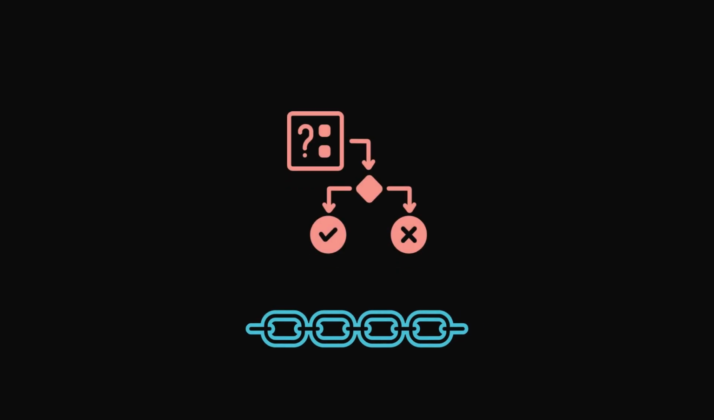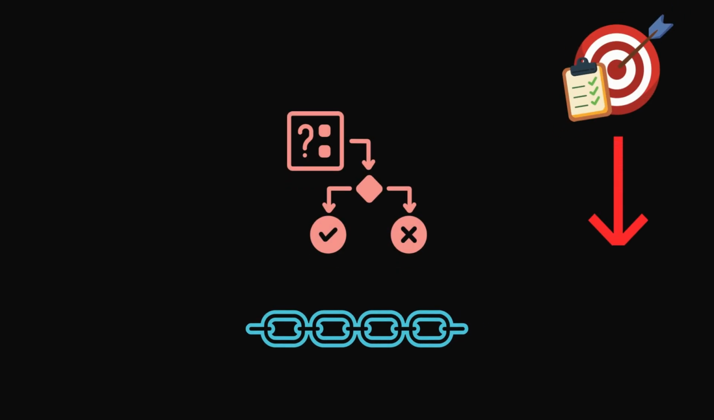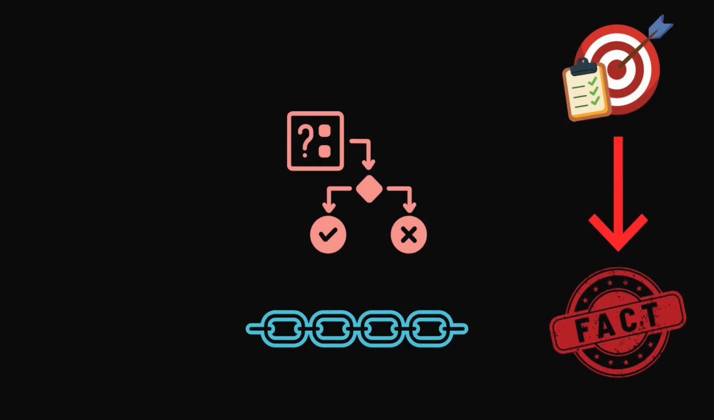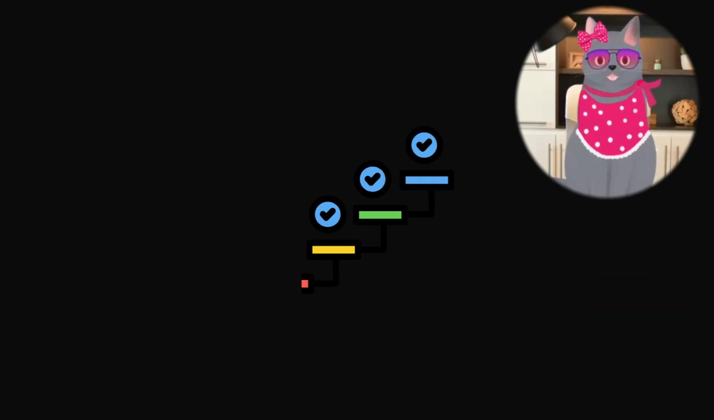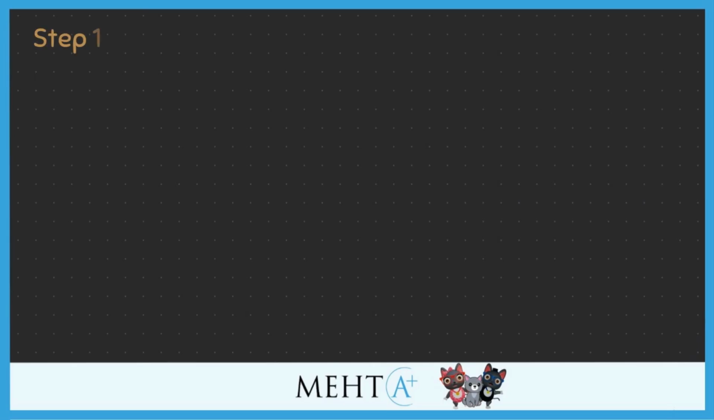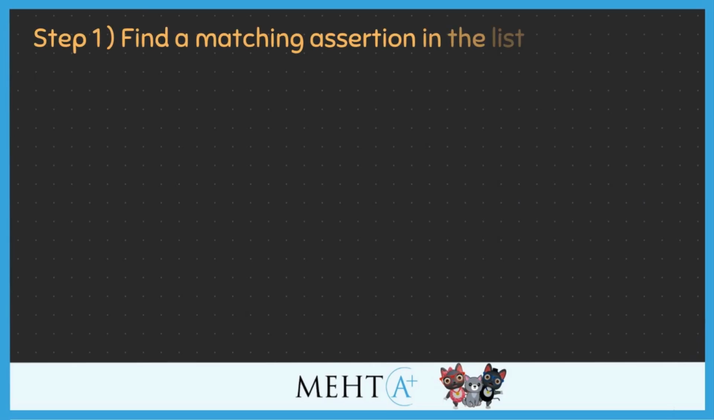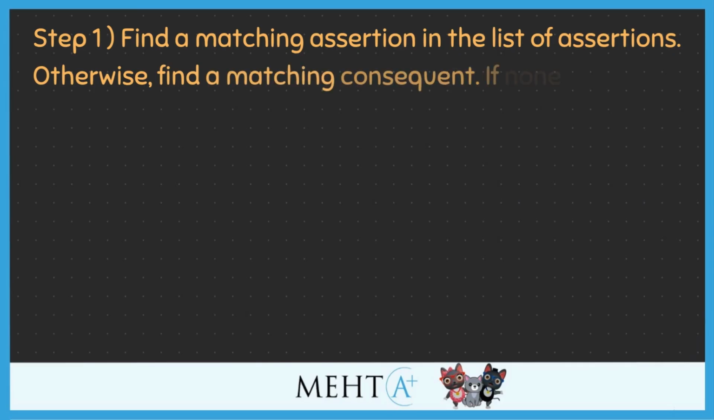The idea behind backward chaining in rule-based systems is to start with a goal and work backward to identify the facts needed to prove it. So let's start with the steps for backward chaining. Step 1. Find a matching assertion in the list of assertions. Otherwise, find a matching consequent. If none exists, hypothesis is false.